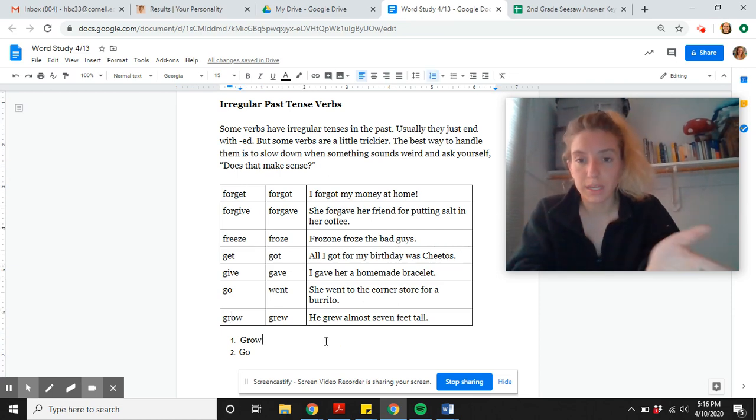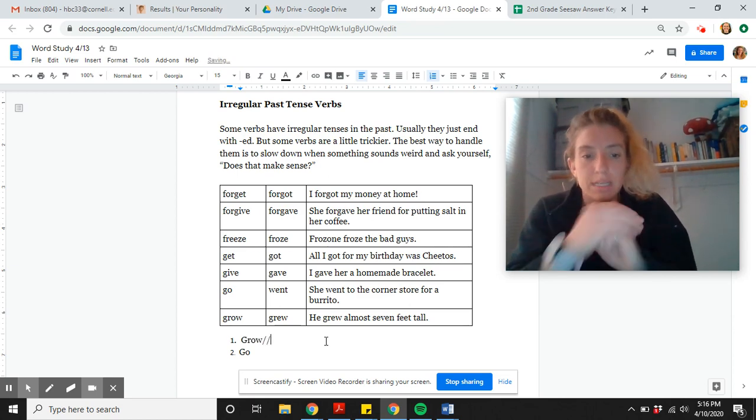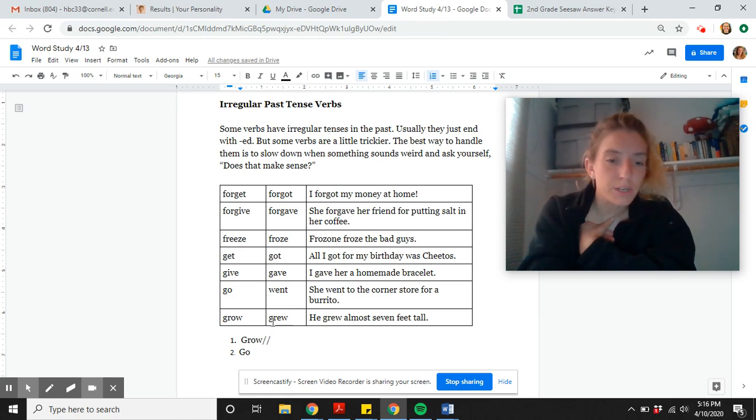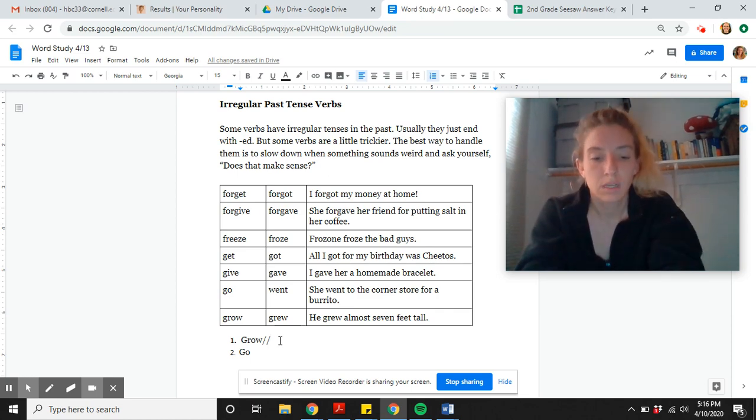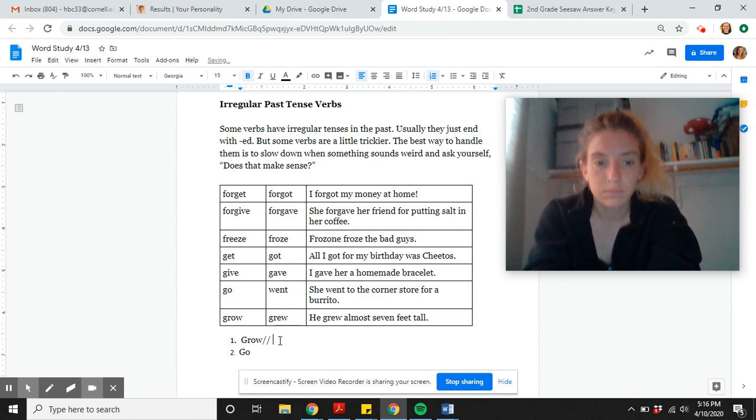All right, now I have two words. Remember, am I just going to put the word into the past tense? No, I'm going to write a whole sentence. All right, grow is the first one I'm going to model. I see the past tense is grew. I'm going to write, "Mr. Scott grew up outside of."